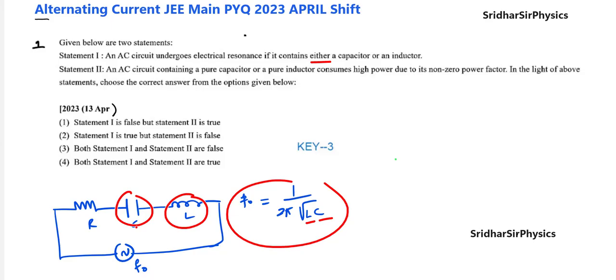Okay, a little bit of Hindi I know, I'll try to manage it. So for electrical resonance, inductor and capacitor both should be in the circuit. If only one is there, it's not a resonance. It will become an RC circuit or an RL circuit. Then it will not become resonance. Fine. So this statement one is wrong.